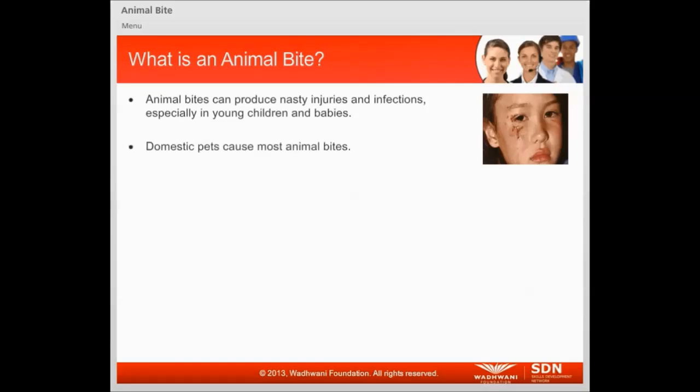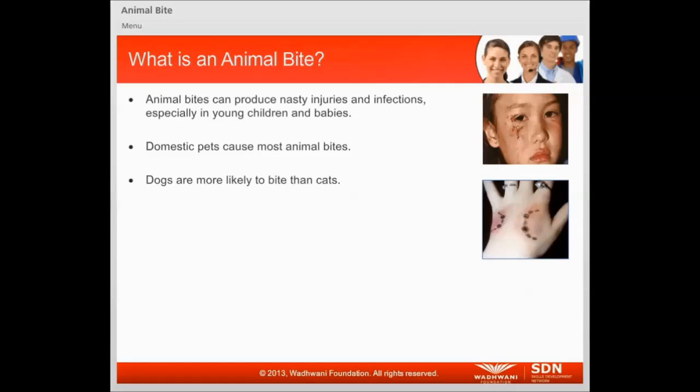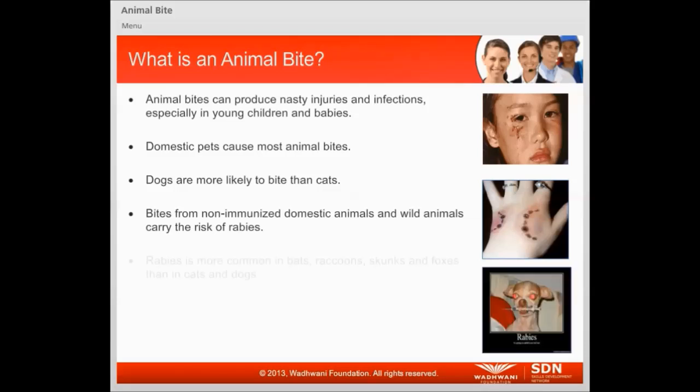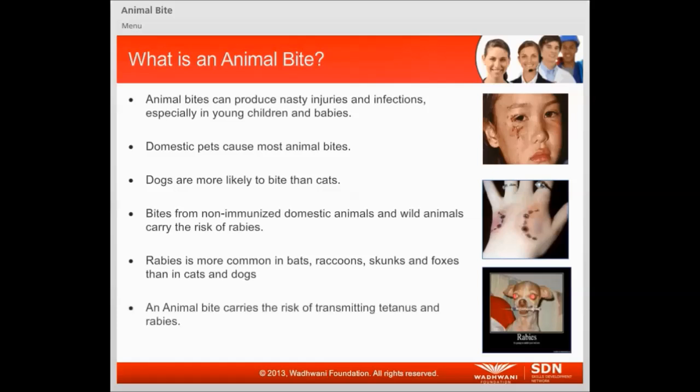Domestic pets cause most animal bites. Dogs are more likely to bite than cats. Bites from non-immunized domestic animals and wild animals carry the risk of rabies. Rabies is more common in bats, raccoons, skunks and foxes than in cats and dogs. An animal bite carries the risk of transmitting tetanus and rabies.